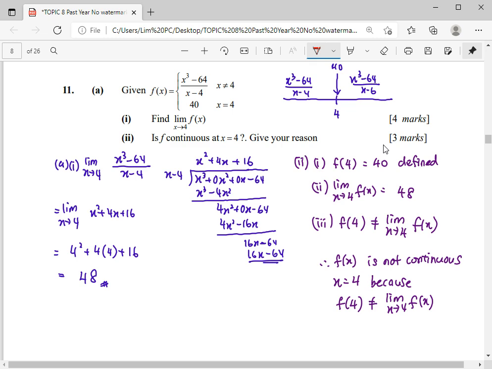The first part is finding our limit as x approaches 4. This is the concept of simplifying our polynomial and then finding the limit to get the answer. The second part is asking about continuity. Step by step, condition by condition, we need to show it out. The first condition is fulfilled, the second condition is also fulfilled, but the third condition is not fulfilled. So our answer is that it is not continuous. The reason will be written down here, because they are not the same.